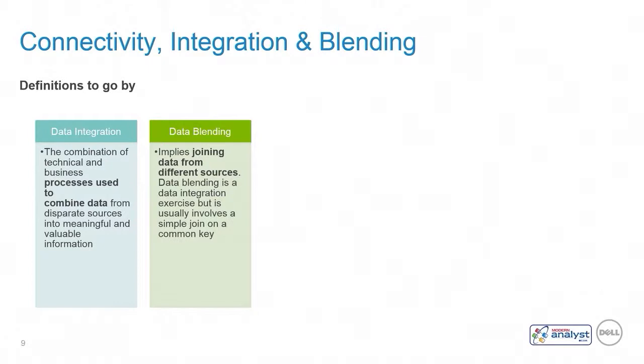Part of that process might be blending, right? That's joining data from different sources. Data integration doesn't have to include blending. It could just be integrating data from a single source, so integrating different tables from a single source. But typically, today you're going to want to blend data and join it from other sources. So data integration is the whole process to combine data. Data blending is a specific part of that where you're joining data from different sources.